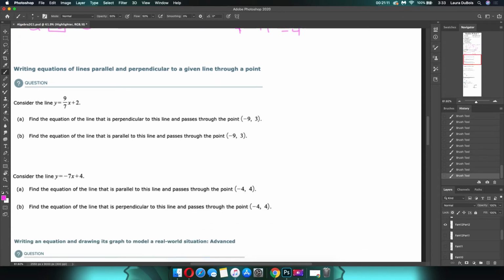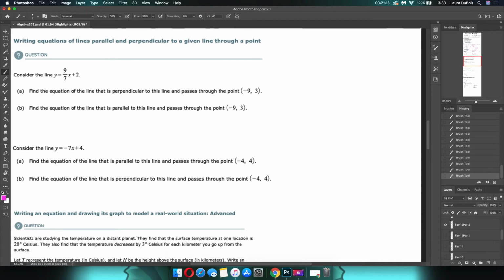Now, they try to make you suffer. Because now we're going to do all of those topics we were just doing all in one go. So now I'm looking at this and realizing, good God, Ms. Dubois, did I give myself enough space for this? So, parallel is the easier one of the two because we're not changing the slope at all. And we are given the point.